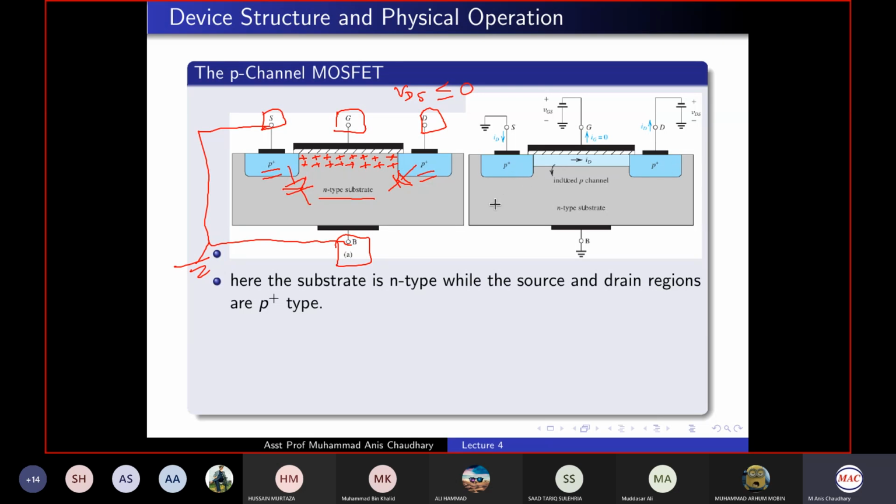So यहाँ पर नोट करें based on the duality principle तमाम regions की polarity opposite है. यहाँ पर n type का substrate है instead of having a p type substrate in an NMOS transistor.